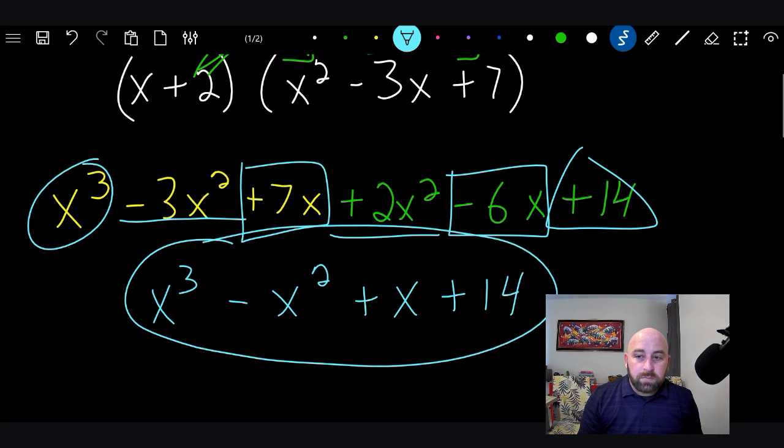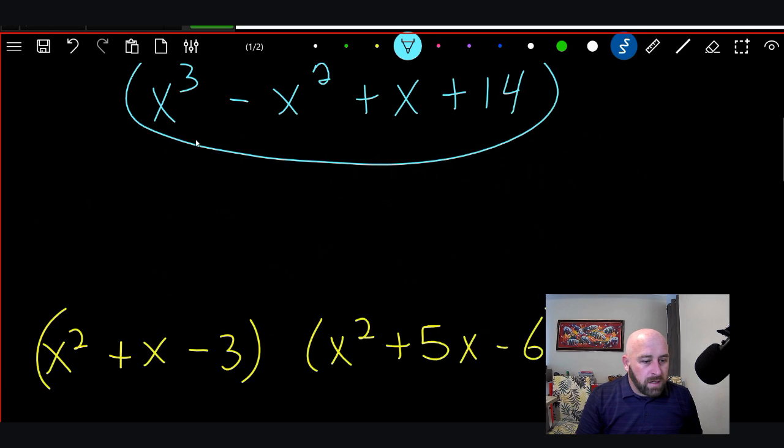And if you want to follow along in your book, we are on page 196. Page 196. I'm sorry, I should have told you that already. We just did the example on the top of the page, example 6.8b. X cubed minus x squared plus x plus 14 is the correct answer. Okay. All right, let's keep on going.